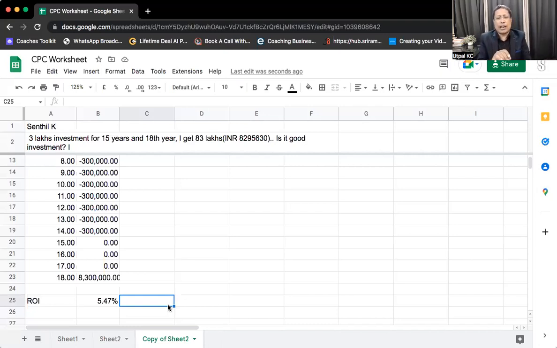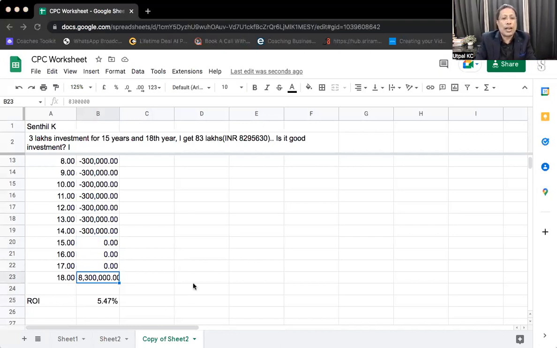You are getting 5.98%? No, it will not be 5.98%. Just use this formula. You will have to give 3 zeros here. Did you give 3 zeros? You'll have to give 3 zeros. Okay, one by one, I'm taking questions.